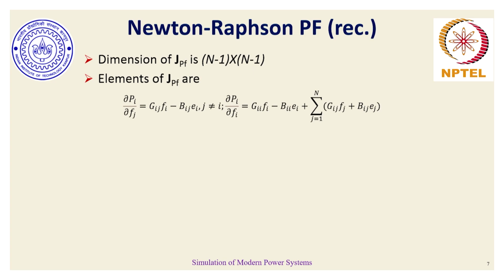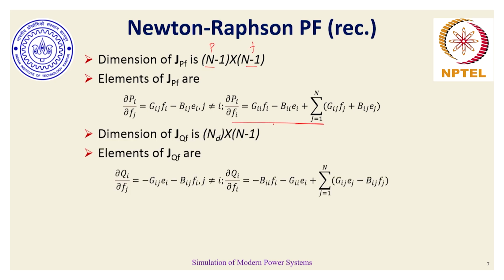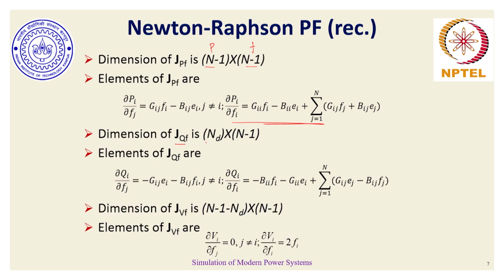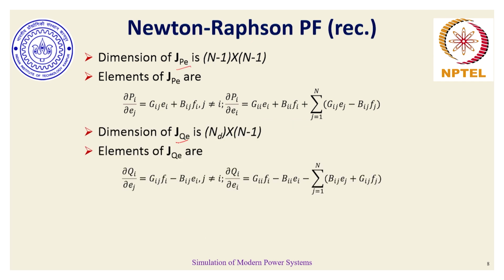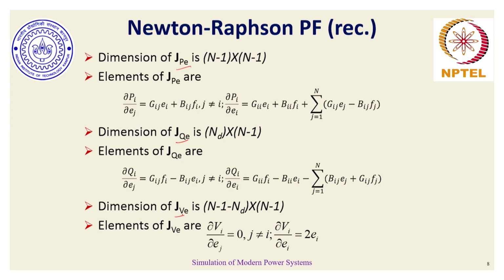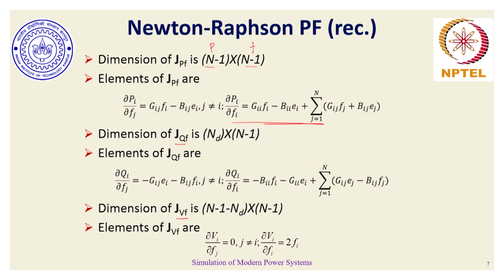So the dimensions of JPF are n-1 by n-1, because I have n-1 P's and n-1 F's, and the corresponding expressions are given here for diagonal and off-diagonal terms. The same is the case for the JQF submatrix, the JVF submatrix, and so on for the JPE, JQE, and JVE submatrices. Please spend some time on verifying and evaluating these expressions. I'm sure you will be able to match these function evaluations with respect to the different terms that have been mentioned here, both from off-diagonal and diagonal perspectives.